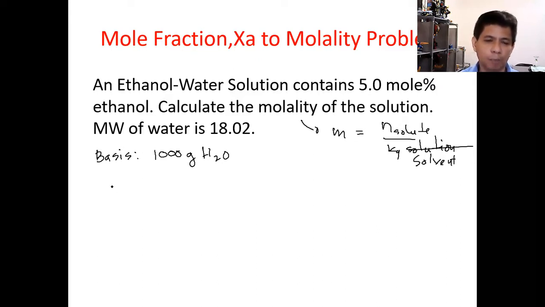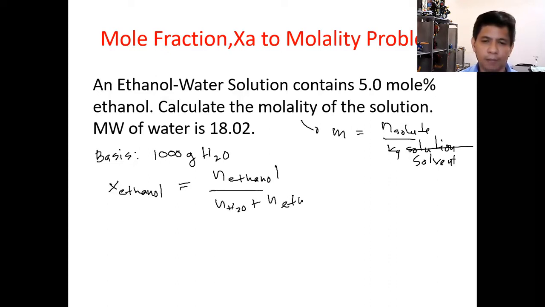Okay? If we're going to use the definition of the mole fraction, X, for example X ethanol, the mole fraction of ethanol, this is basically equal to the number of moles of ethanol divided by the number of moles of water plus the number of moles of ethanol. So the mole fraction of ethanol is 0.05. Then the number of moles of ethanol, that's what we're going to find out.